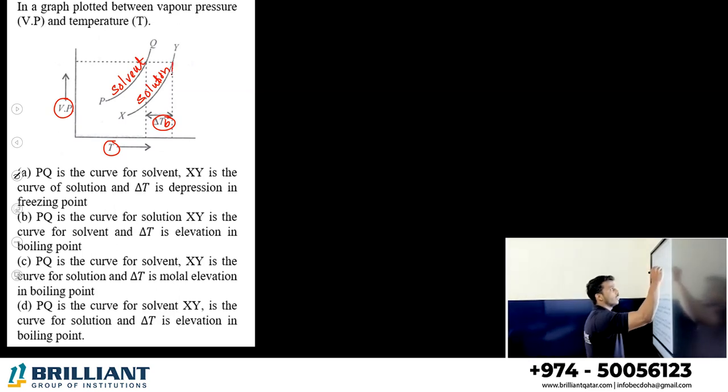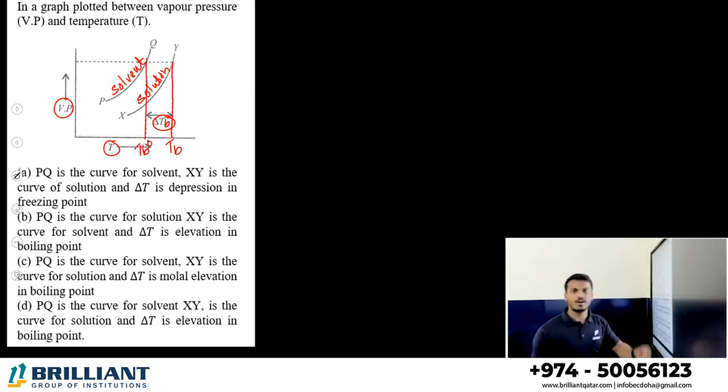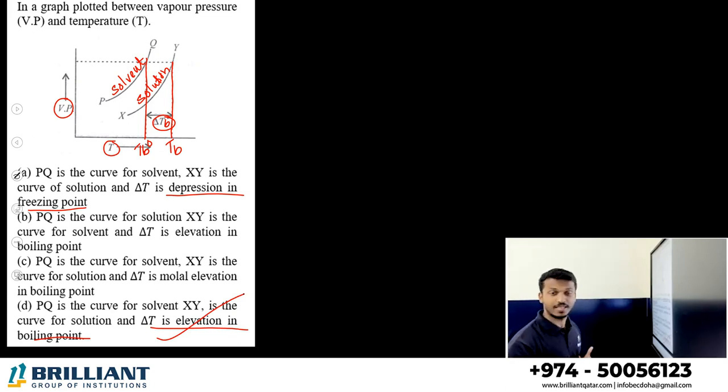This is the boiling point of the solution, TB. This is the boiling point of the solvent, TB naught. Their difference is called what? TB minus TB naught. That is called elevation in boiling point. So what is PQ? The PQ curve represents the solvent. XY is the curve for the solution. Delta T is the depression in freezing point? No, not depression in freezing point. Okay, PQ is the curve for solvent. XY is the curve for solution. Delta T is the elevation in boiling point. Yes, option D is the correct one. See the graph carefully.